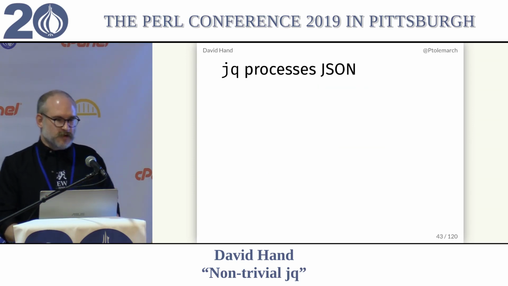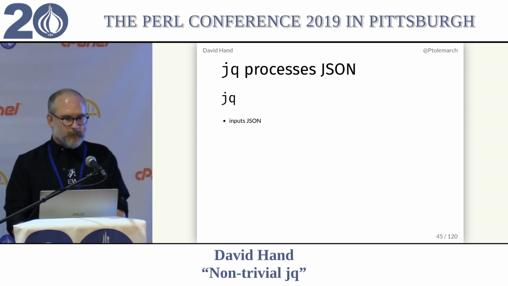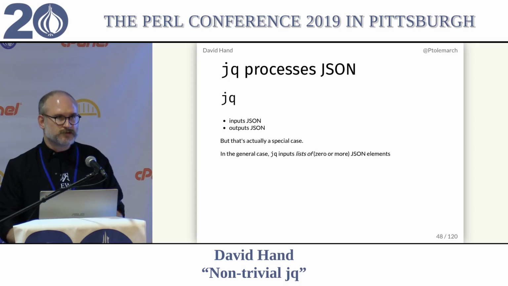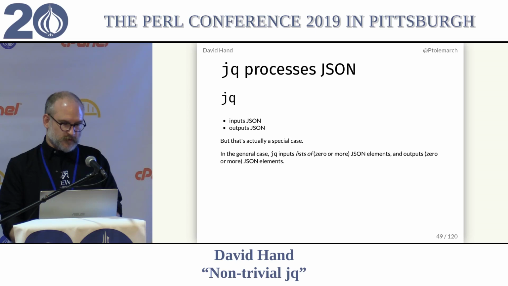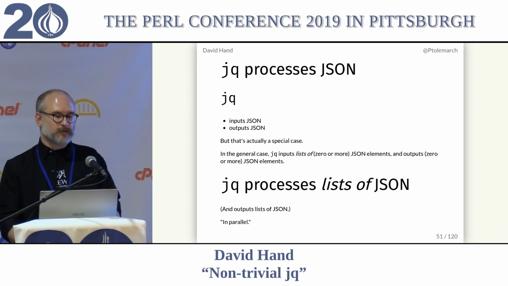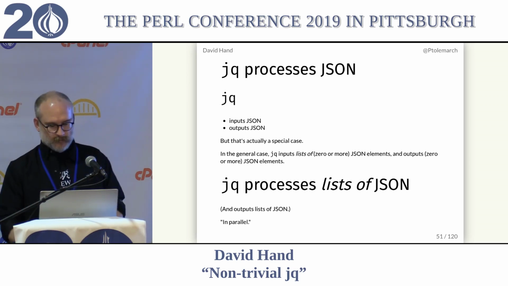So I said that JQ processes JSON, right? But that's actually a special case, and I guess I've alluded to this earlier. In fact, JQ inputs lists of 0 or more JSON elements. And there we are, it is elements. I looked it up for the slide, but I couldn't remember. So lists of 0 or more JSON elements, and then it outputs 0 or more JSON elements. So JQ actually processes lists of JSON and outputs lists of JSON in parallel, right?